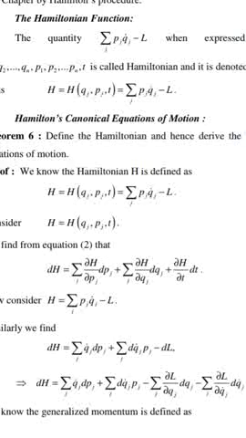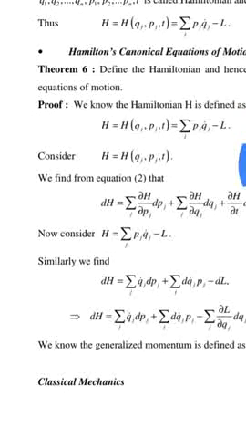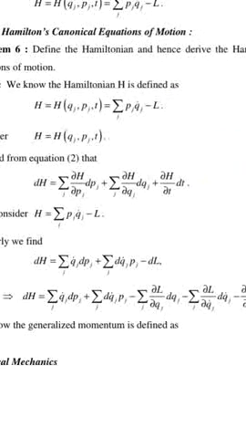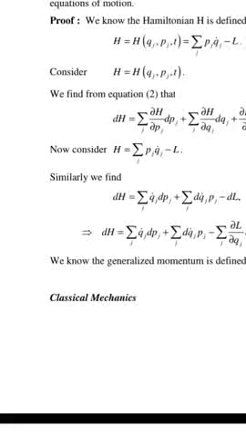Define the Hamiltonian and hence derive Hamilton's canonical equations of motion. We know the Hamiltonian H is defined as H of qj, pj, t equal to summation of pj qj dot minus L. Consider H as a function of qj, pj, t. We find from equation 2 that dH is equal to summation of partial H by partial pj dpj plus partial H by partial qj dqj plus partial H by partial t dt.